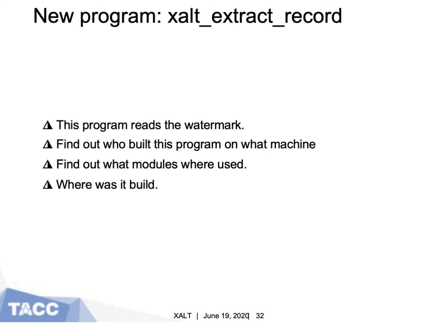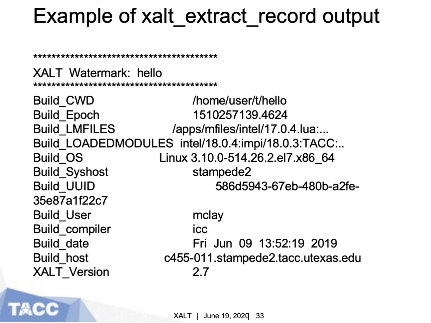Since I'm adding a watermark to the code, it'd be nice to be able to get it out. So I added this thing called XALT extract record, and this one reads the watermark, and it finds out who built the program, on what machine, what module was used, and when and where it was built. Here's an example of a particular code, some hello world program, and what time it was, what system it was built on, what the build user was, what compiler was used, the date, and all of that, and what version of XALT was used. This has been amazingly useful.